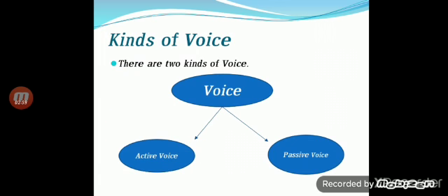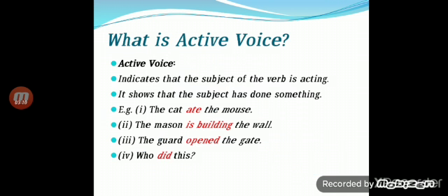Kinds of voice. There are two kinds of voice. What are they? Active voice, passive voice. What is active voice? It indicates that the subject of the verb is acting. It shows that the subject has done something. What is a subject? The doer of the action.